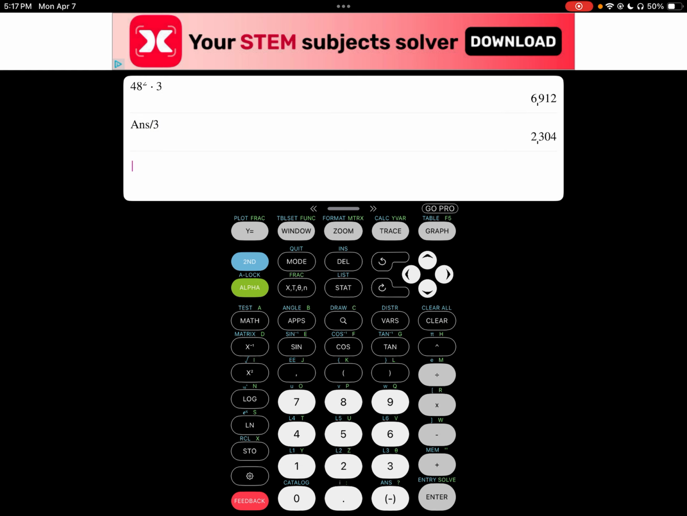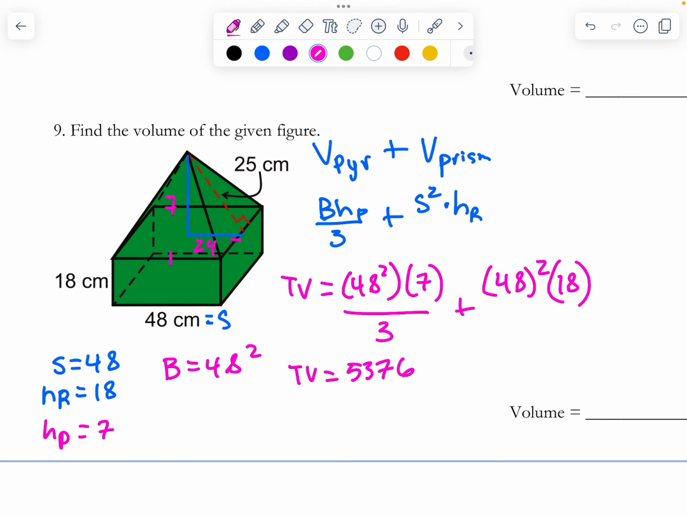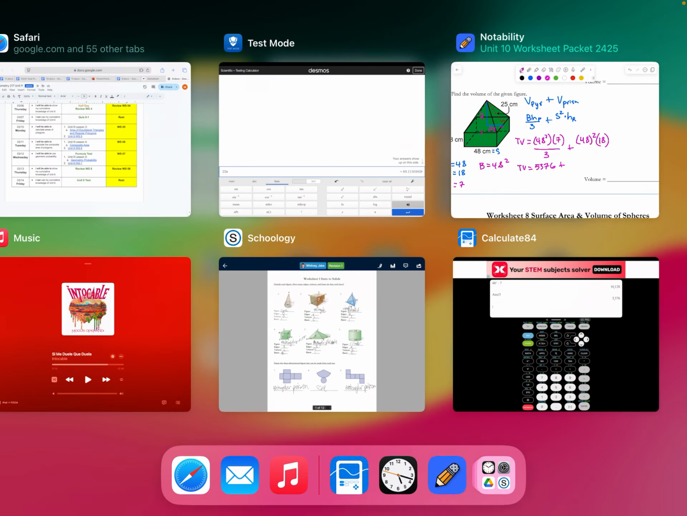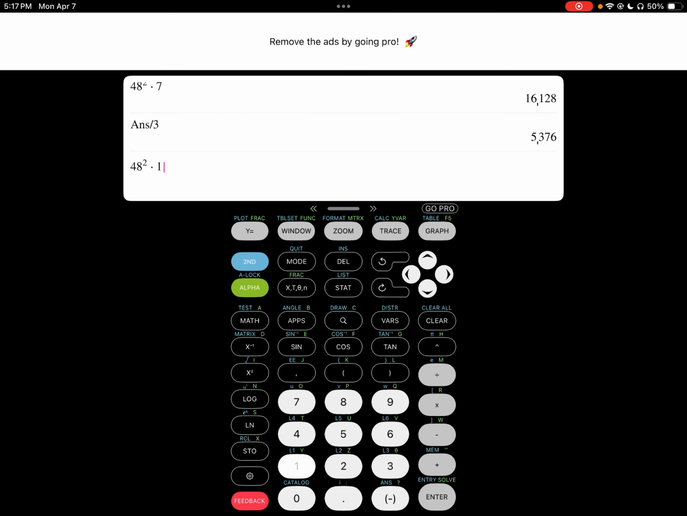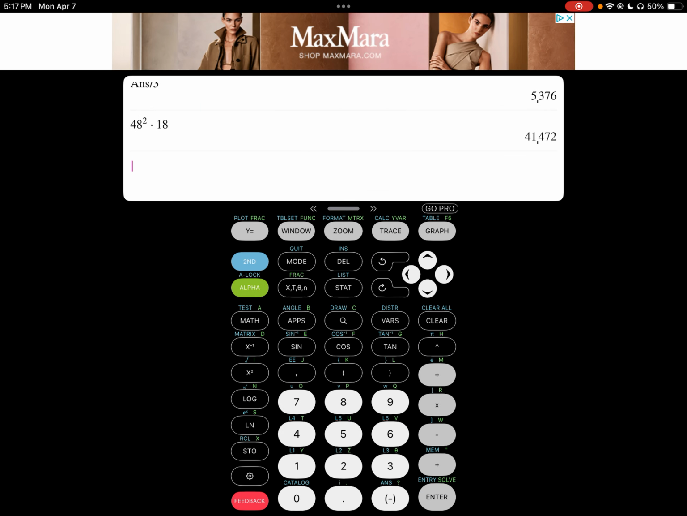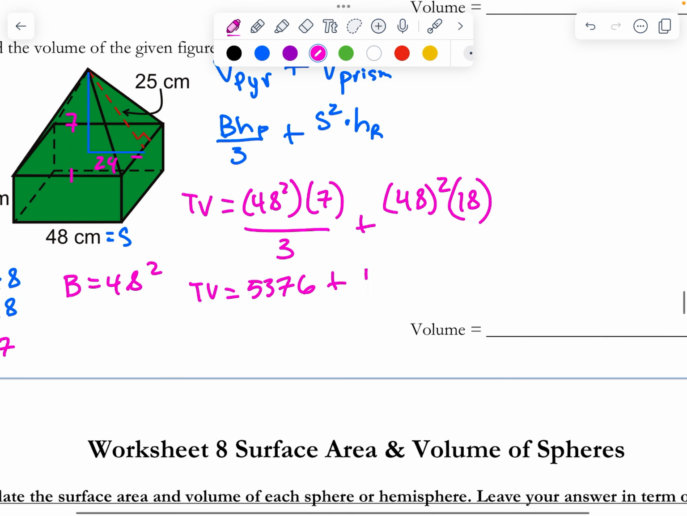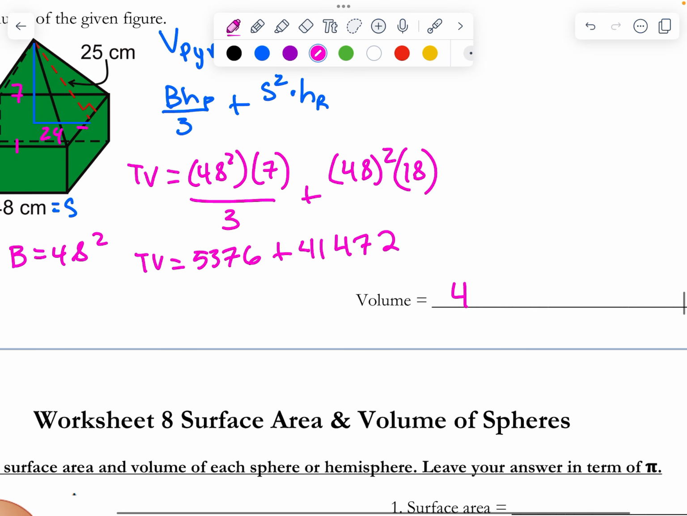48 squared times 7. I keep messing this up. 48 squared times 7 divided by 3. 5,376. And then we're going to add 48 squared times 18. So 48 squared times 18, 41,472. When we add those two up, we end up getting 46,848 centimeters cubed. And that should be my answer.